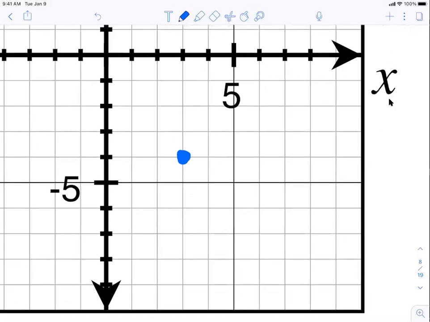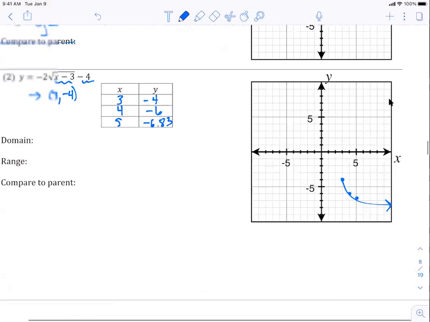The next one I go right 4, down 6. And there we got our next point. And then last but not least, 5, we go down 6.83, kind of somewhere in there, and draw our little shooting star. Oh God, I missed that one, but you guys get the gist.